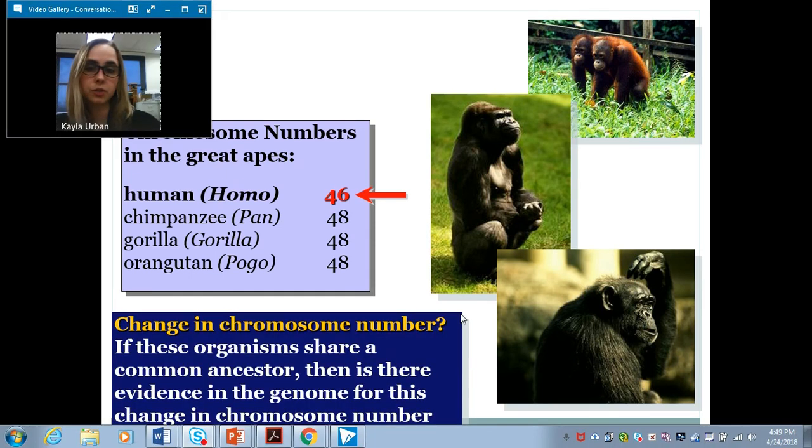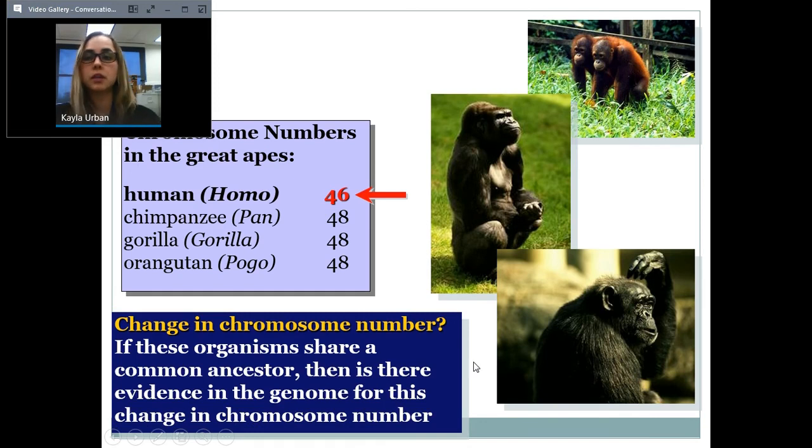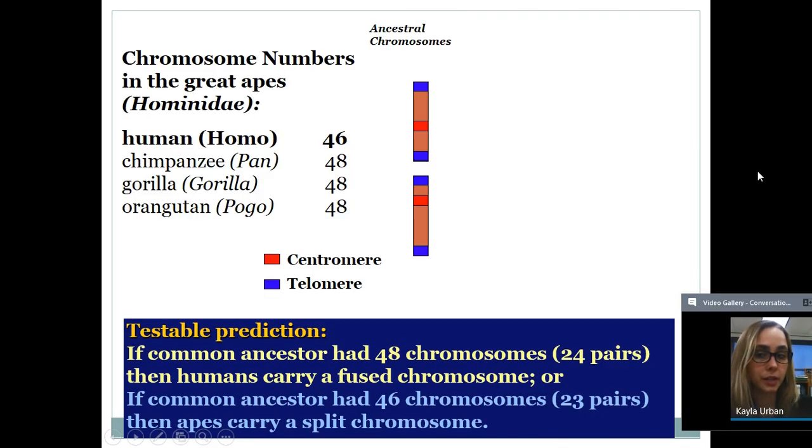So when scientists were studying this, they were asking questions. They noticed there was a change in chromosome number, and they wanted to know, if the organisms share a common ancestor, then is there evidence in the genome for this change in chromosome number? So they set out to test it, and they had 2 testable predictions.